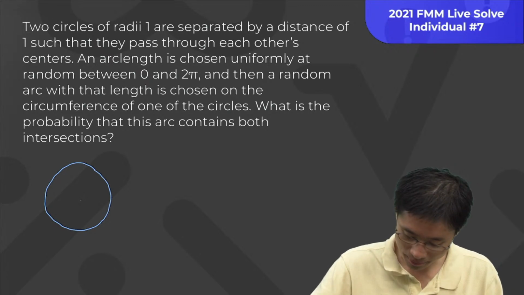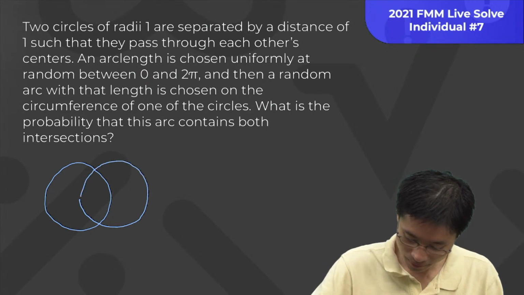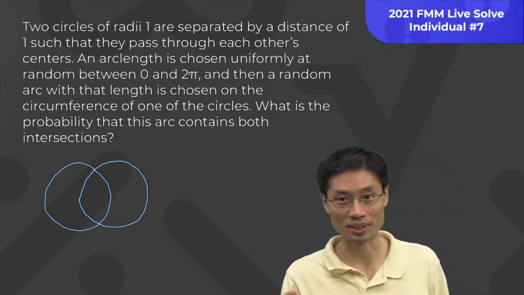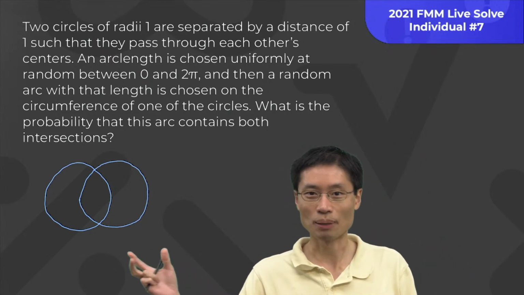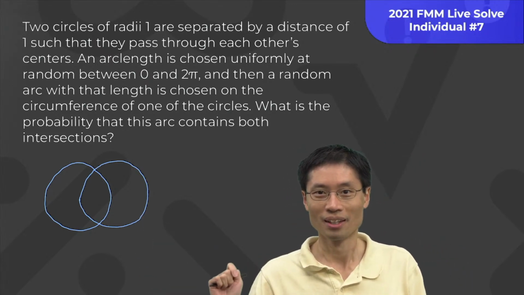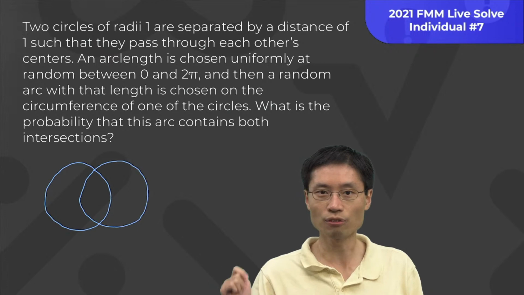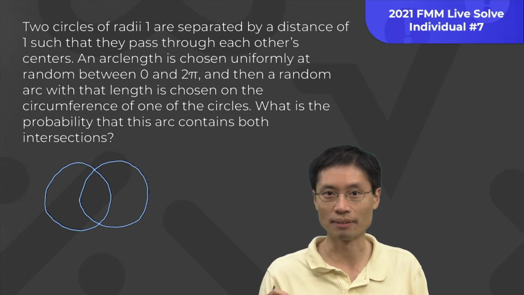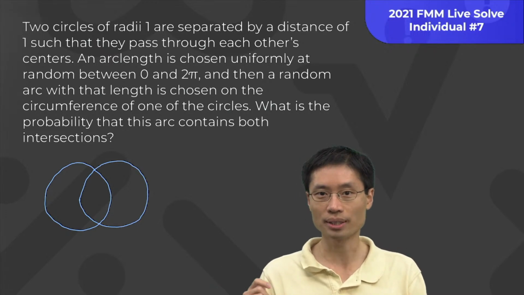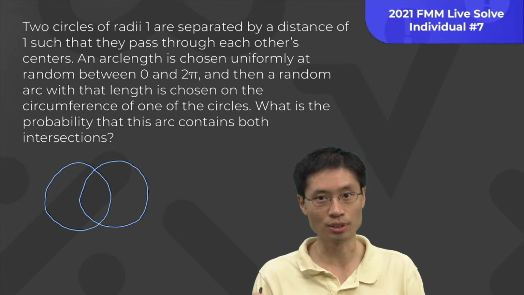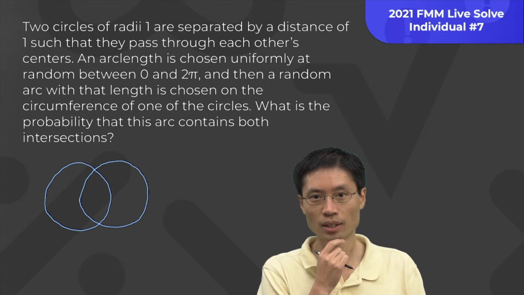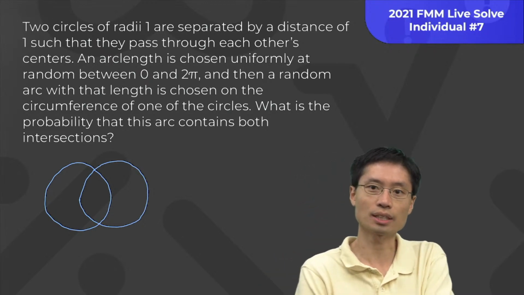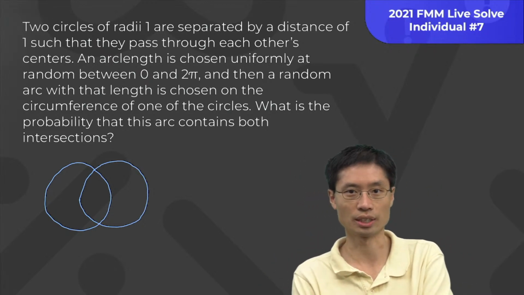Hopefully that looks somewhat reasonable. These are two circles. And they pass through each other's centers, pretend. An arc length is chosen uniformly at random between 0 and 2 pi. And then a random arc with that length is chosen on the circumference of one of the circles. What is the probability that this arc contains both intersections? Okay, I see two intersections here.